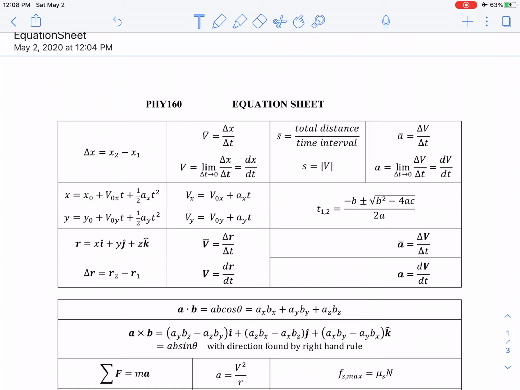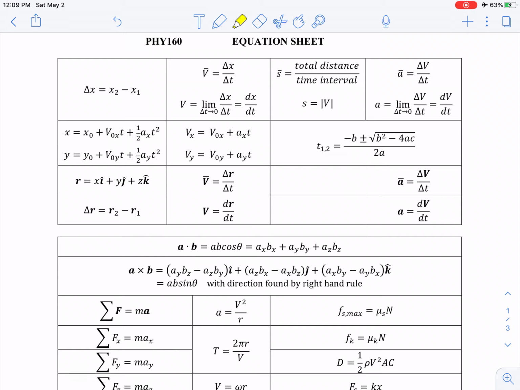Okay, so this is the equation sheet, and you're going to get this one on the exam on Wednesday. So a couple things to highlight. First of all, the cross product is right on the first page, okay, and right here. So there are two equations, looks like it, right? The top one coming from the determinant.